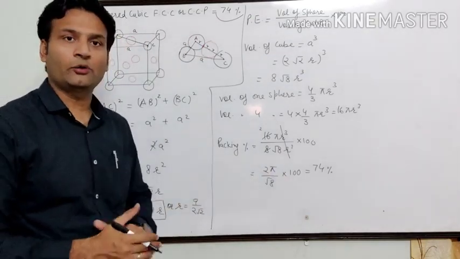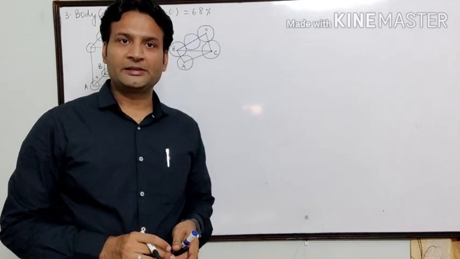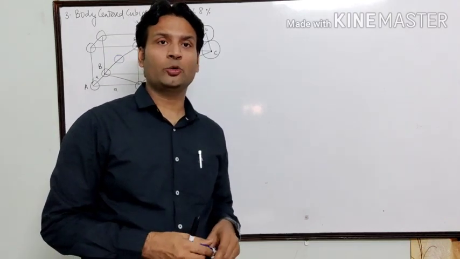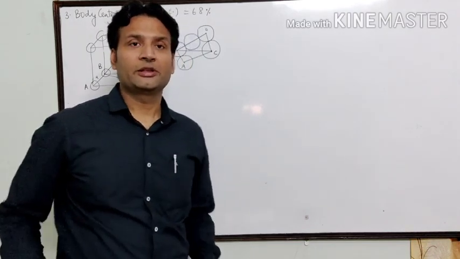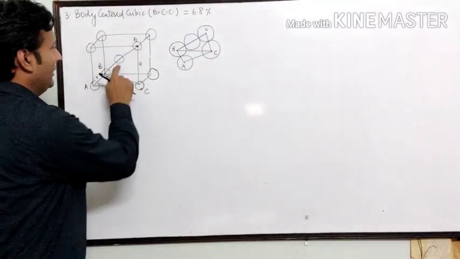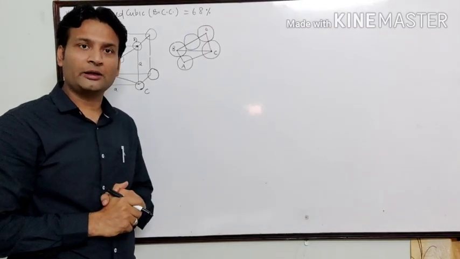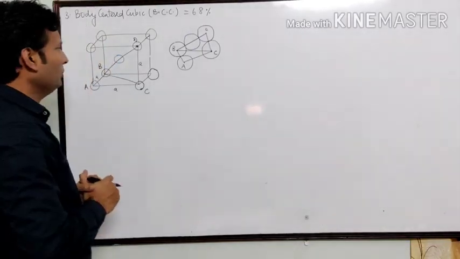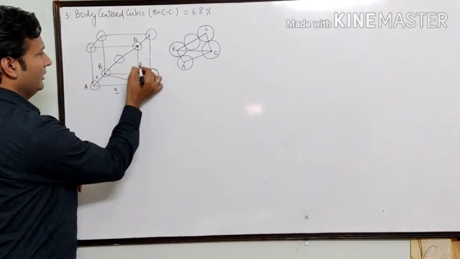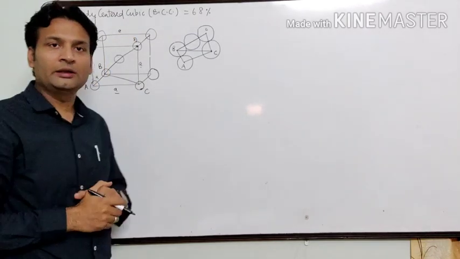cell is 74%. Now our third type is BCC, that is body centered cubic structure, and as you know, in body centered cubic structure the packing efficiency is 68%. In this structure the particles are present at the corner as well as at the center. It means we have to calculate the center particle and the corner particles. In this structure again the edge length is A, all the edge lengths are A because it is also a cubic structure.